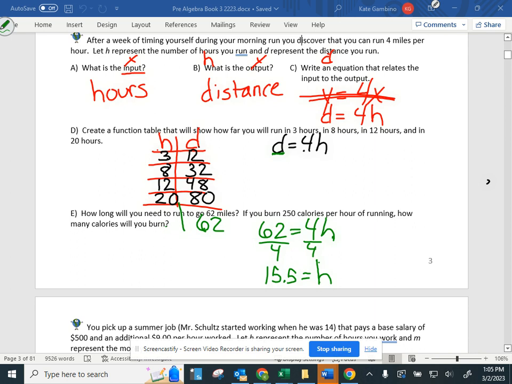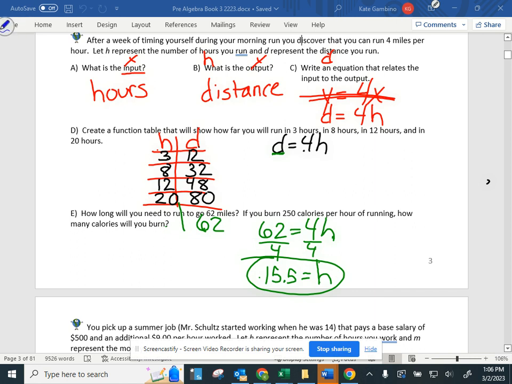Okay, so that's my first question. How long do I need to run? Now there's another question. If you burn 250 calories per hour of running, how many calories will you burn? So if I run for 15 and a half hours and I'm burning 250 calories per hour, what math do I need to do, Evan?